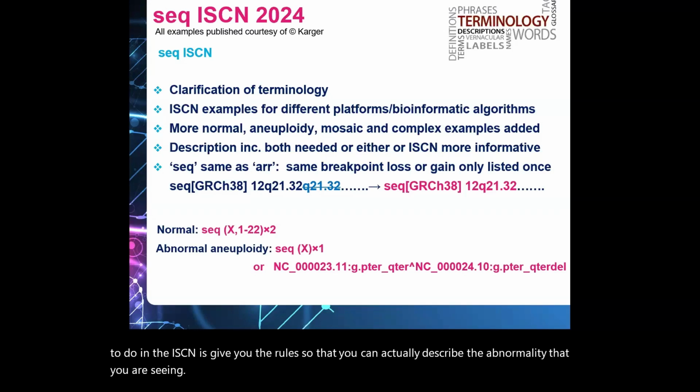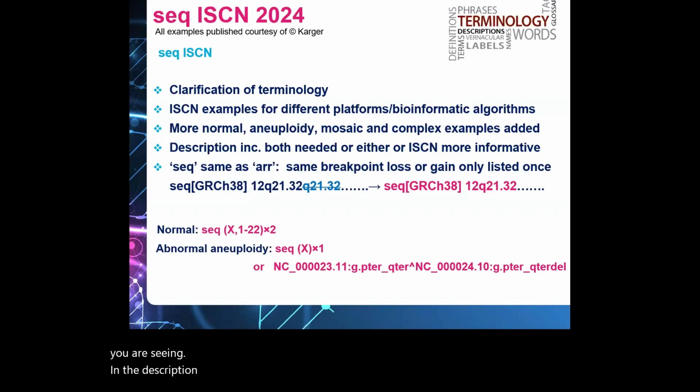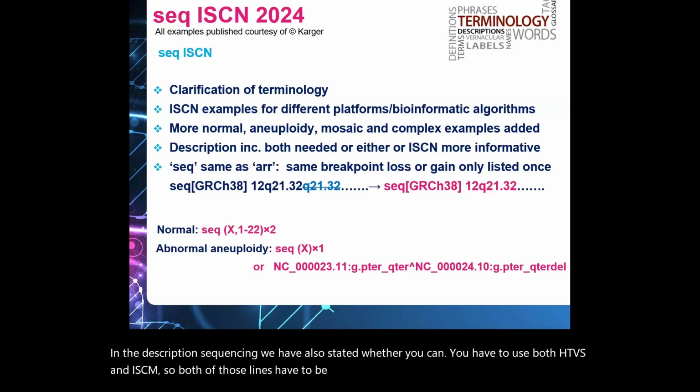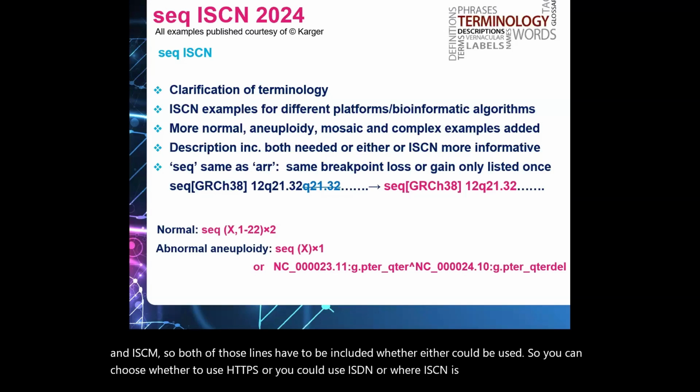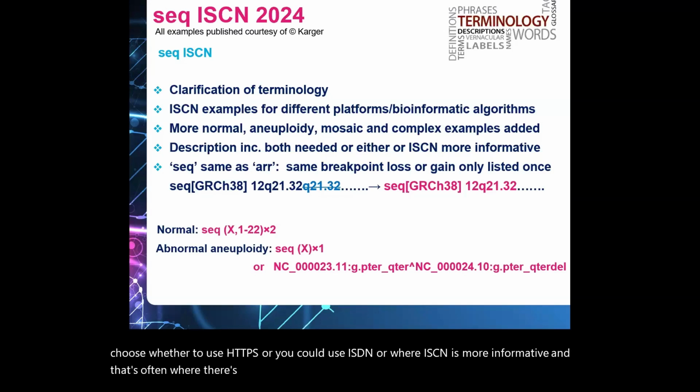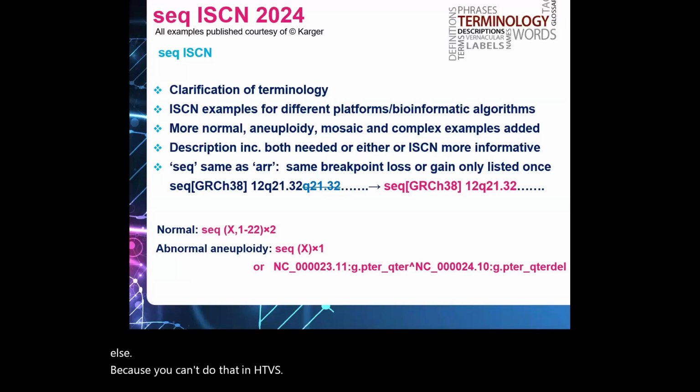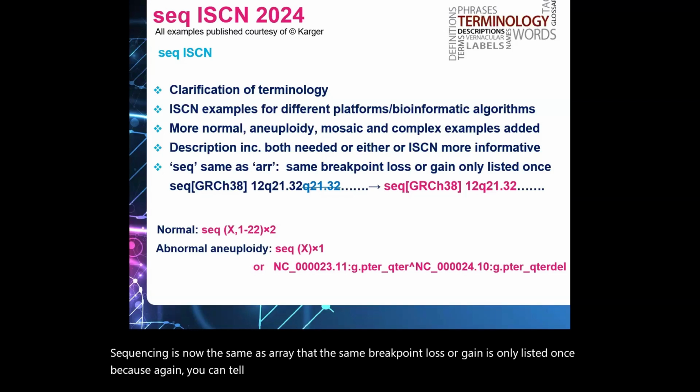In the description in sequencing, we have also stated whether you have to use both HGVS and ISCN, so both of those lines have to be included. Whether either could be used, so you can choose whether to use HGVS or ISCN. Or where ISCN is more informative, and that's often where there are inheritance patterns where you can say it's derived from something else, because you can't do that in HGVS. Sequencing is now the same as array, in that the same breakpoint loss or gain is only listed once, because again, you can tell from the nucleotides.